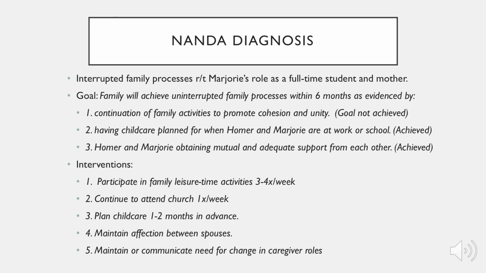Interventions that could be implemented to achieve or maintain these goals include participation in family leisure activities 3 to 4 times a week, continuing to attend church 1 time a week, planning child care 1 to 2 months in advance when possible, maintaining affection between spouses, and maintaining or communicating the need for change in caregiver roles in regards to provider role, child care role, health leader role, kinship role, and therapeutic roles.